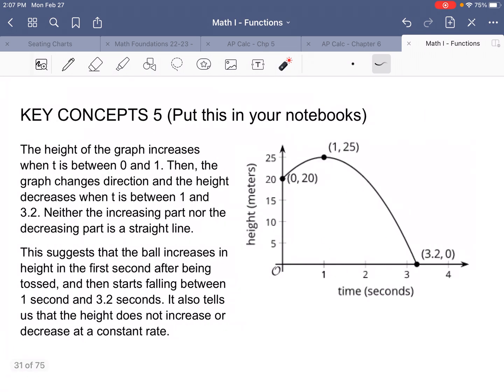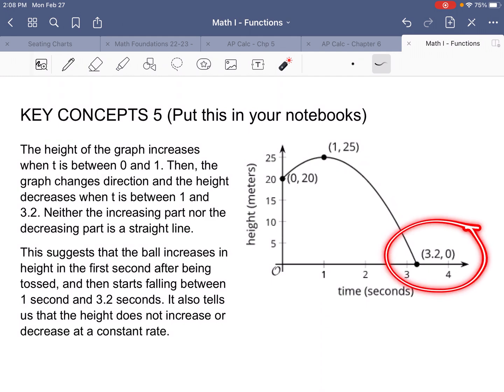Number 5, height of the graph increases. So if we look at this, over the first second, my heights are getting bigger. And then the heights start to get smaller. So our object thrown up into the air came back down again. That maximum height that it reached was after 1 second, and then it started to fall. So the graph changes direction and the height decreases when t is between 1 and 3.2. Neither the increasing part nor the decreasing part is a straight line. Those are curved. And this is what you typically see when you're dealing with gravity.